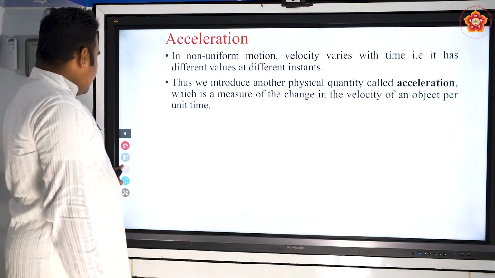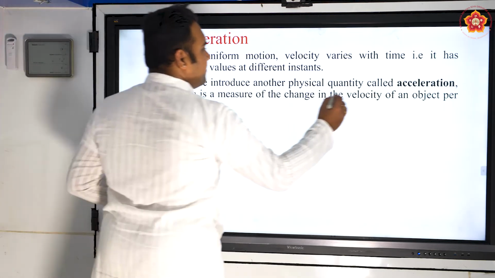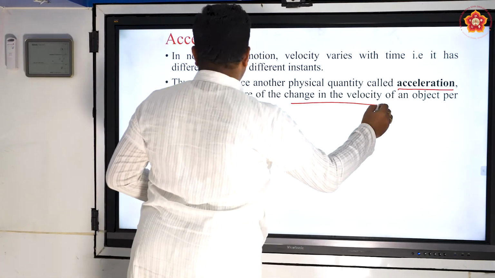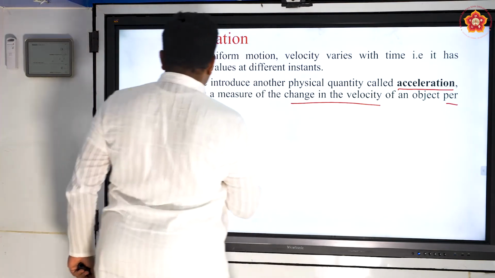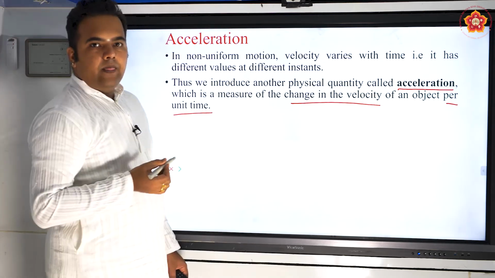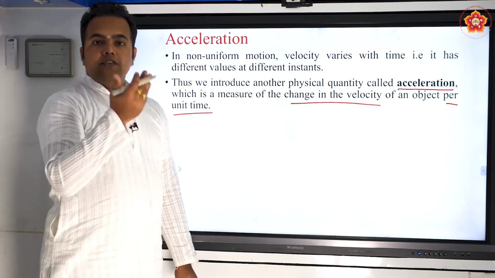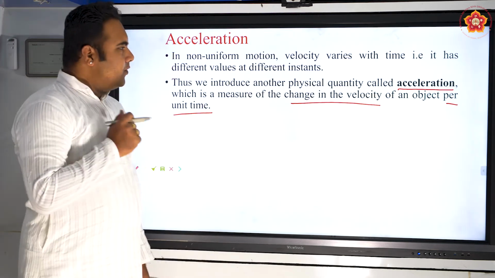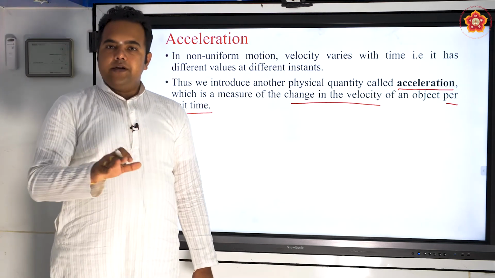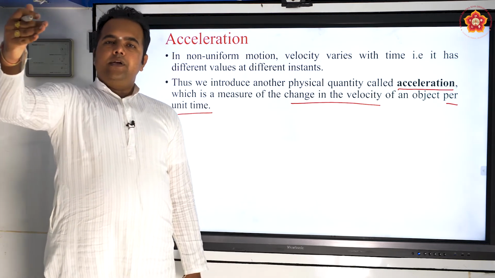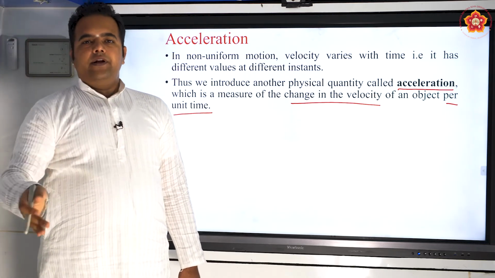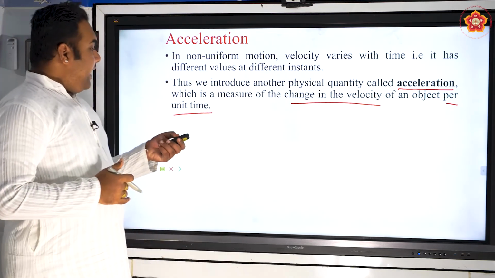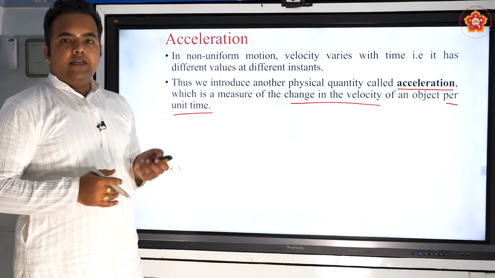So we introduce another new term called acceleration, which is the measure of the change in velocity of an object per unit time. Means what? Rate of change of velocity. How velocity is changing. Suppose velocity keeps on decreasing as time progresses. We say that it's deceleration. When you put the brake, we know the objects will reduce speed. So what is moving at 90 kilometers per hour eventually comes down to 70 or 50 or 20 and then finally stops. So acceleration is nothing but change in velocity.